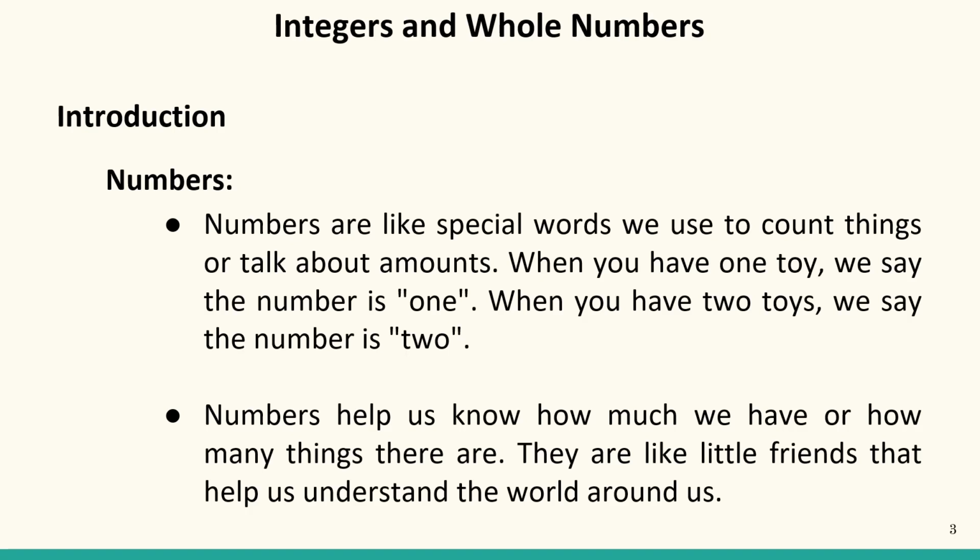Numbers are actually special words that are used to count things or to quantify amounts. If you want to quantify things, let's say Anup has toys and Saloni has toys, how can you say who has more toys? Anup has more toys or Saloni has more toys. If Anup has two toys and Saloni has three toys, then we can say that Saloni has more toys. That's why we need numbers to quantify things and to compare the number of objects.